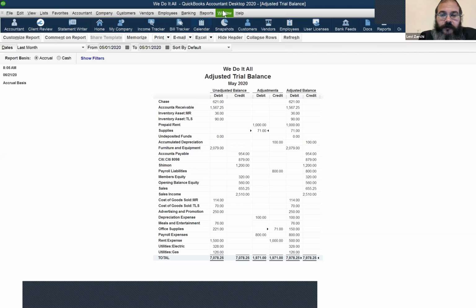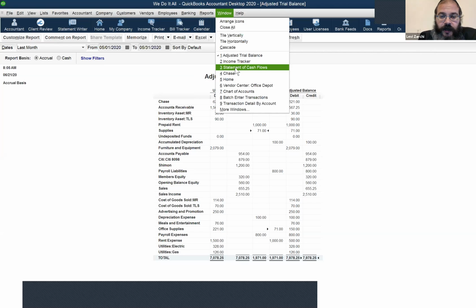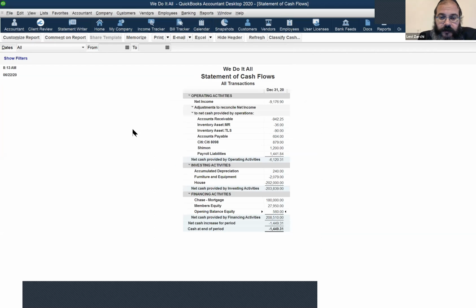So let's see the statement of cash flows, which I prepared, and you have it here on your screen. Okay, so maybe I can actually do this side by side with the balance sheet. So our net income so far, this is not through May, right?